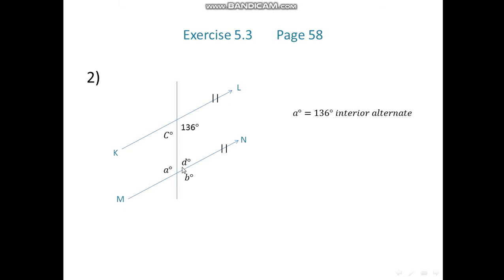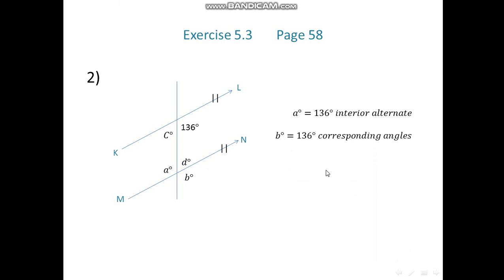Angle A equals 136. This is angle A. Why? Because they are between two parallel lines, but they are in the same position, but in different sides of the intersection. What do we call them? Alternate. Why are they alternate? Because they are in different positions from the intersection. This is intersection 1 and this is intersection 2. Because they are in different positions from the intersection, we call them alternate. And because they are between two parallel lines, we call them interior.